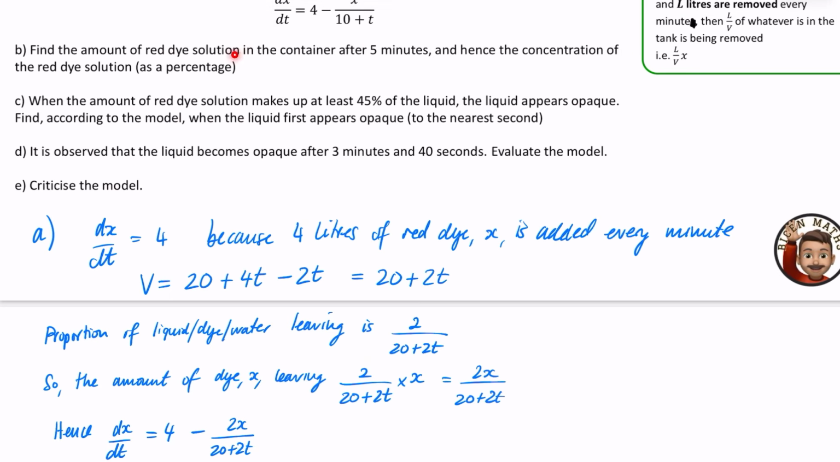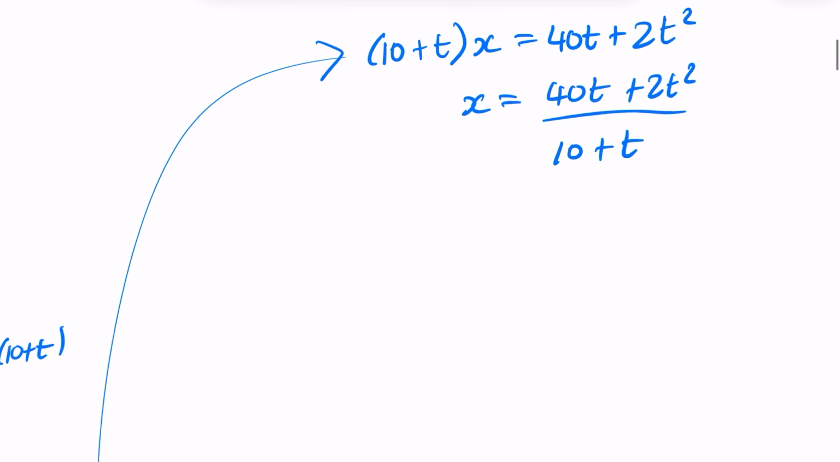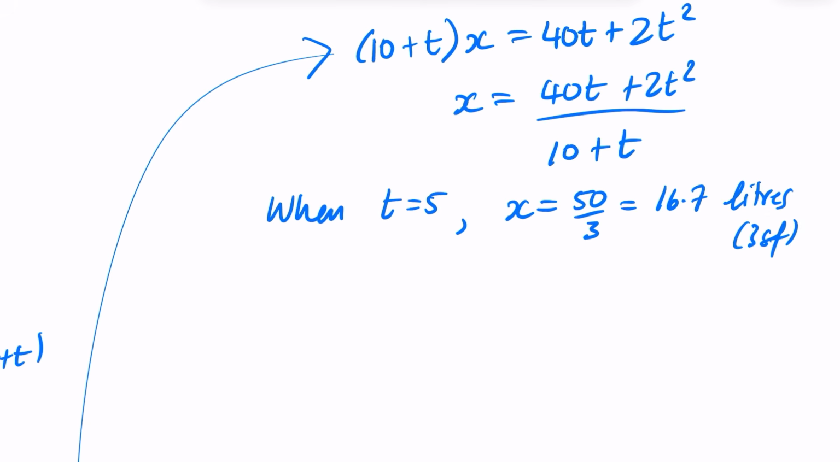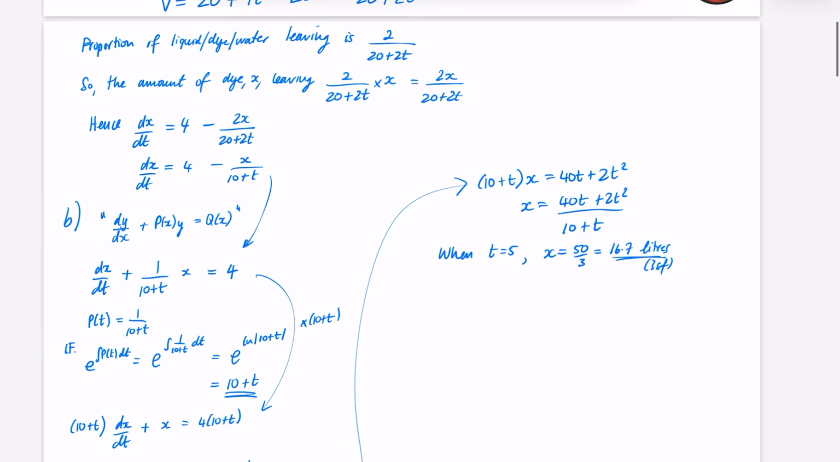So it says find the amount of red dye in the solution in the container after 5 minutes. Fine. So we're now going to say when t equals 5, let's find out how much red dye there is in the container. So I'm going to just substitute 5 into this. So it's 40 times 5 plus 2 times 5 squared, divided by 10 plus 5, and we get the amount is 50 over 3, which is 16.7 litres to 3 significant figures. If they don't ask, 3 significant figures is what they're expecting.